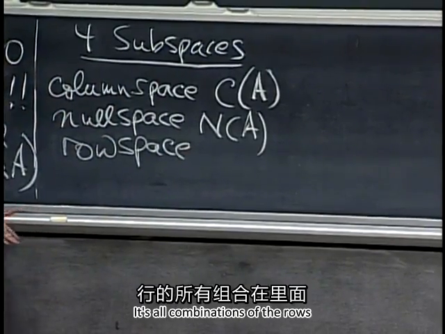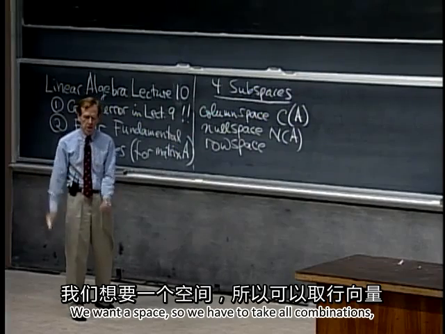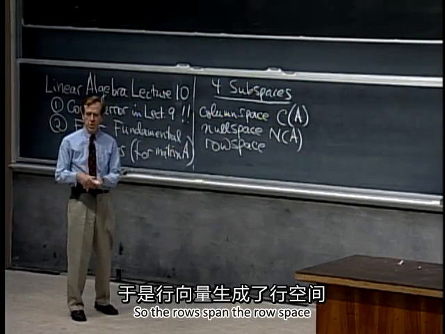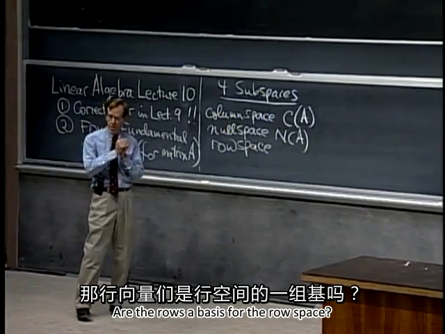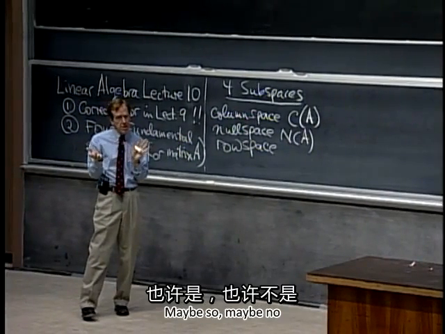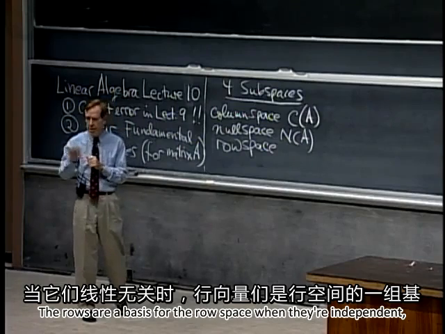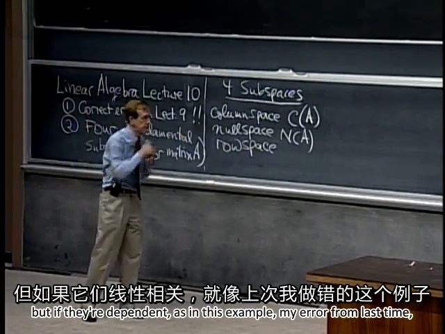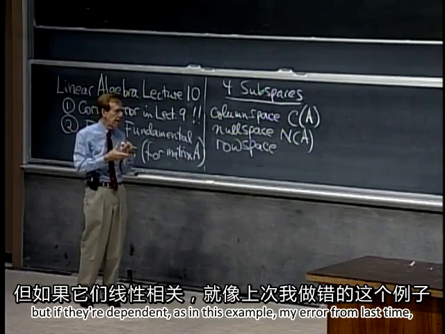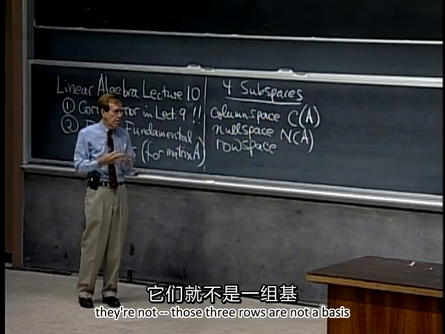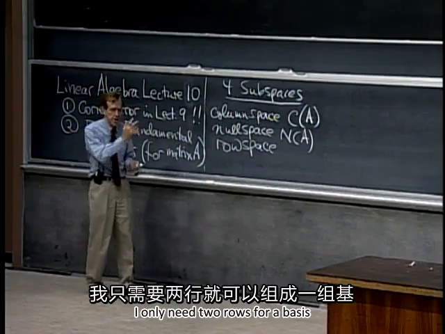It's all combinations of the rows. That's natural. We want a space, so we have to take all combinations, and we start with the rows. So the rows span the row space. Are the rows a basis for the row space? Maybe so, maybe no. The rows are a basis for the row space when they're independent. But if they're dependent, as in this example, my error from last time, those three rows are not a basis. The row space would only be two-dimensional. I only need two rows for a basis.